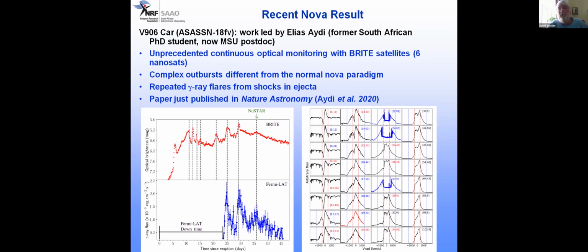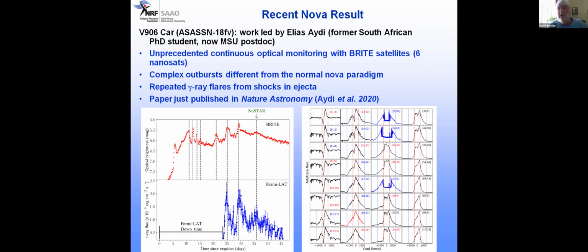But in the case of this particular object, which is called V906 Carina, this happened to be in the field of view of a small nanosat called BRIGHT. It's a constellation, I think 3 of them, which is looking at very bright stars to look at oscillations. And the nice thing about it is that it observes continuously without any interruptions. And so over a period of about 40 days, this nova was continuously being monitored by the BRIGHT optical satellite.